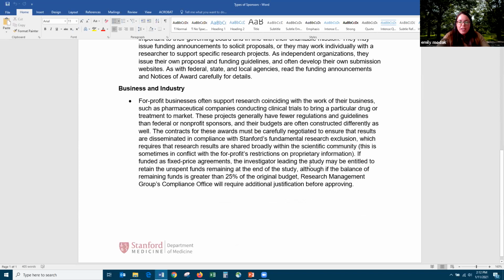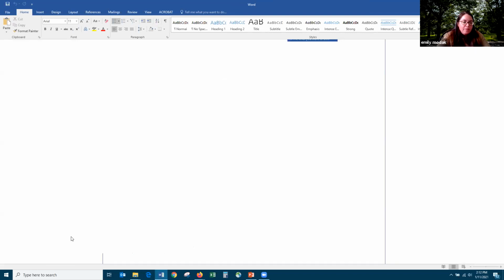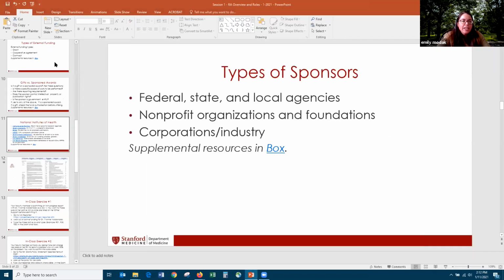The one thing I want to mention is if it is funded as a fixed price agreement, just be aware that the investigator may be entitled to retain unspent funds on a business or industry contract. If the balance is greater than 25%, they do have to get additional justification before they can keep that funding. So those are the basic types of funders.